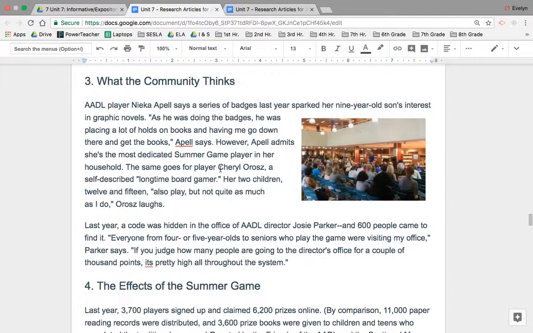The same goes for player Cheryl Osrose, a self-described longtime board gamer. Her 2 children, 12 and 15, also play, but "not quite as much as I do," Oz laughs. Last year, a code was hidden in the office of AADL Director Josie Parker, and 600 people came to find it. "Everyone from 4 or 5 years old to seniors who played the game are visiting my office," Parker says. "If you judge how many people are going to the director's office for a couple thousand points, it's still pretty high all throughout the system."